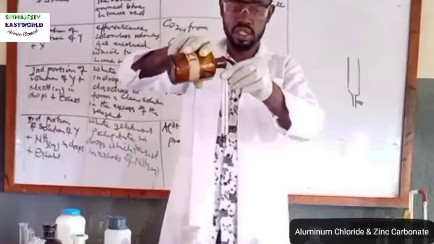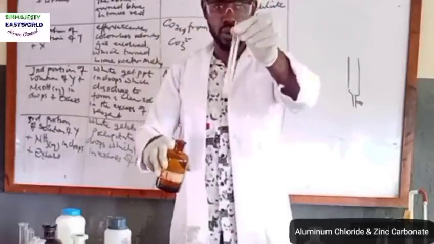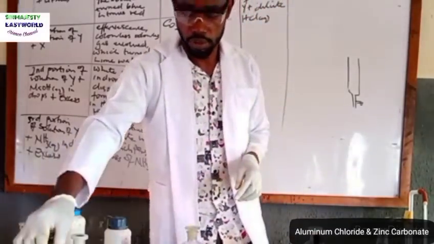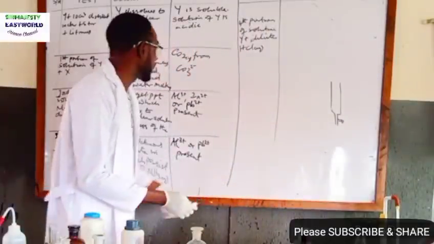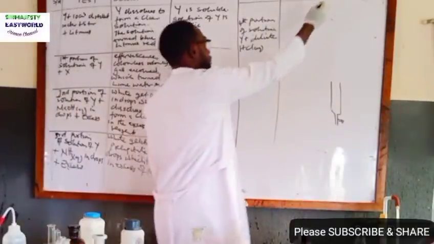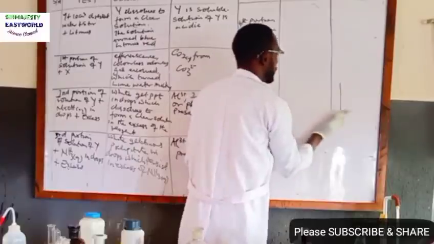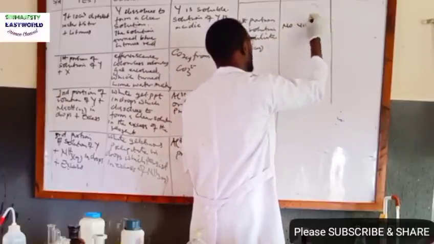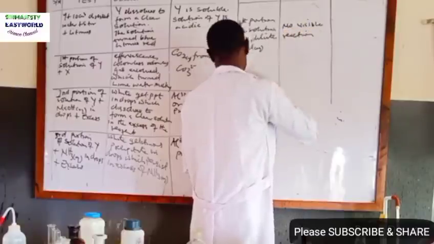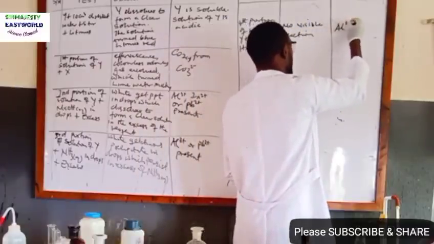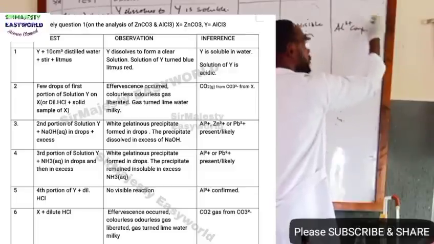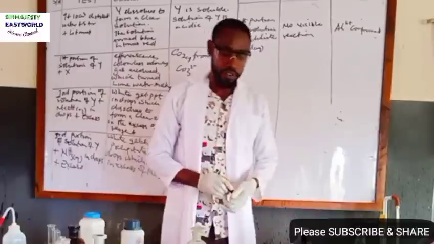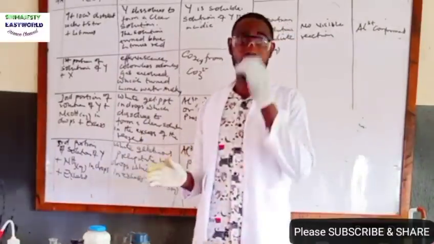So I'm adding the dilute HCl. You see there is no visible reaction. So if we are told to add dilute HCl to the solution of aluminium chloride, or whatever you call it, depending on the alphabet, our observation now is no visible reaction. And following it, we will now write under inference, aluminium ion confirmed. So we have confirmed aluminium ion, and we have settled the aluminium chloride.